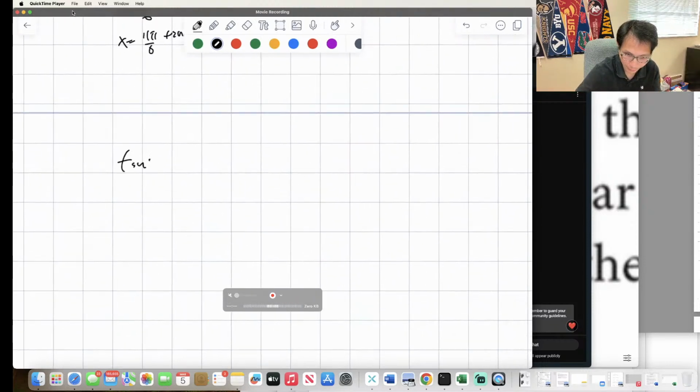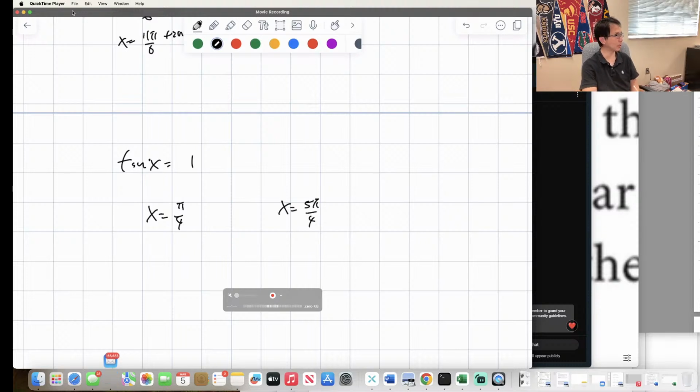If I have tangent of x equal to 1, what is x equal to? There are two values. Pi over 4 and 5 pi over 4, because that's the only time it gets 1. But now we don't plus 2 m pi. What do we plus? It's actually m pi. Why?